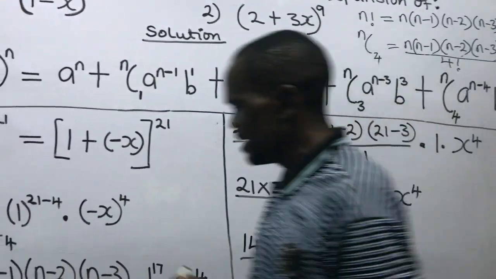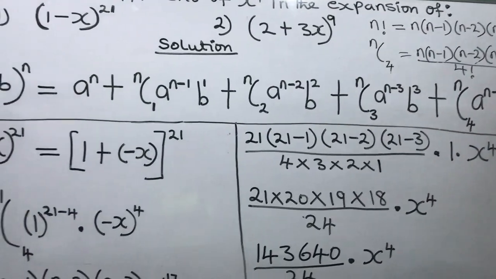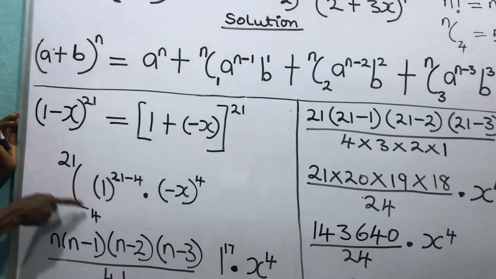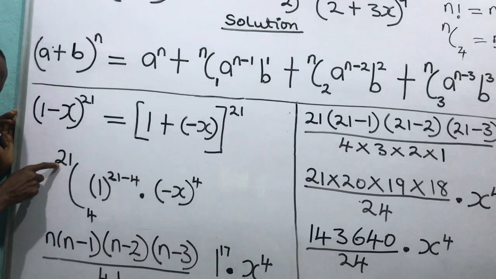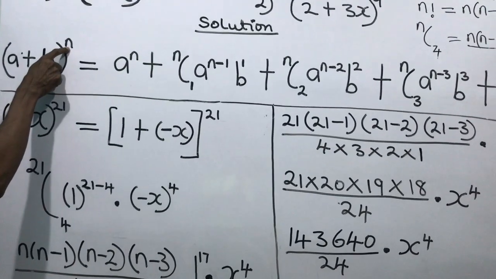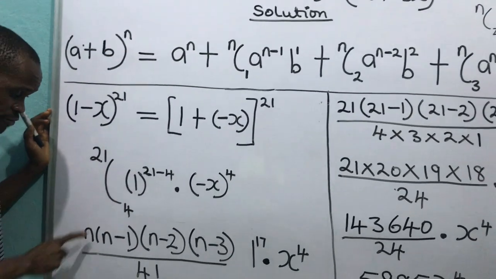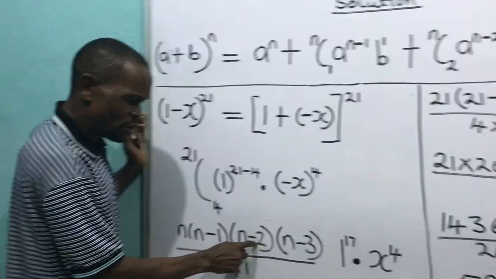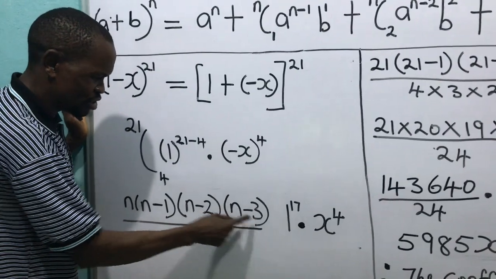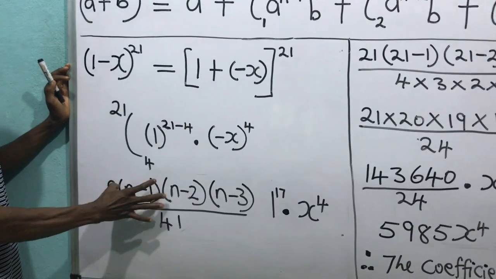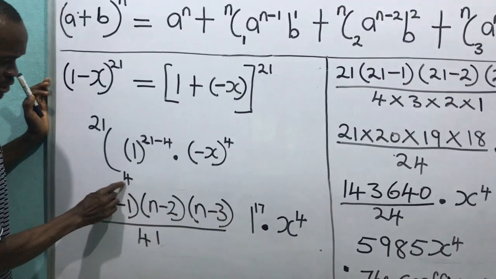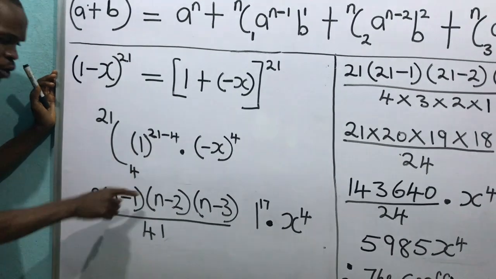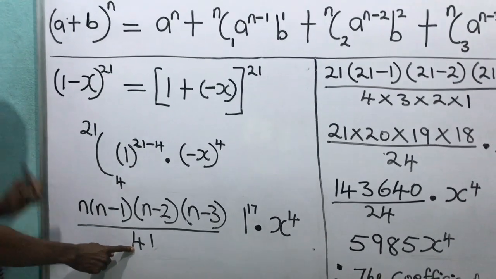Then coming back here, I said out of n, choosing 4. I'm calling this 21 n. You remember that this 21 now is n. Out of n, choosing 4 becomes n into n minus 1 into n minus 2 into n minus 3. How many now? 1, 2, 3, and 4. That's what this number told me, over 4 factorial.